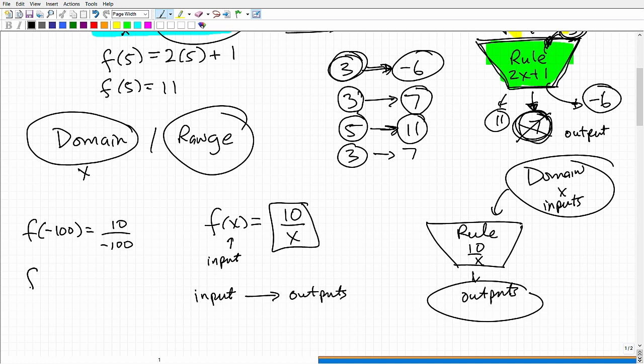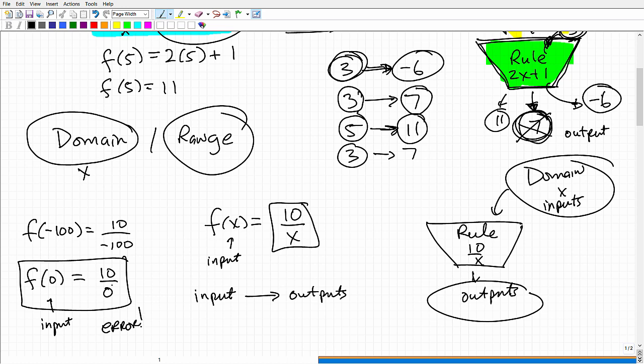However, what happens if I do this? f of 0. I try to plug the input value of 0 into my little machine, so that would be 10 over 0. Now this is a problem. If you don't believe me, take your calculator out and take 10 divided by 0, not 0 divided by 10, 10 divided by 0. What you should see is an error. You cannot divide any number by 0. That's what we call undefined in mathematics. Your calculator might start smoking, hopefully it doesn't blow up on you. You can't do it.